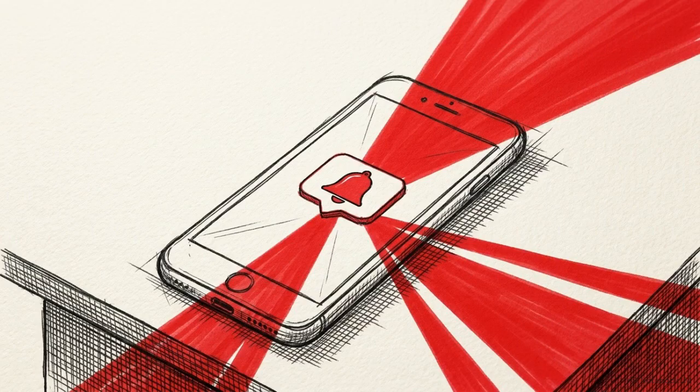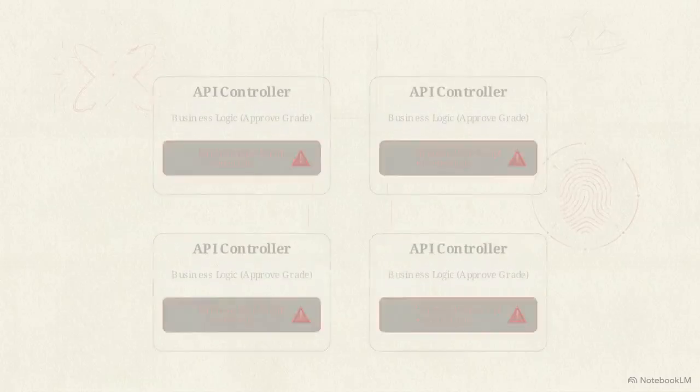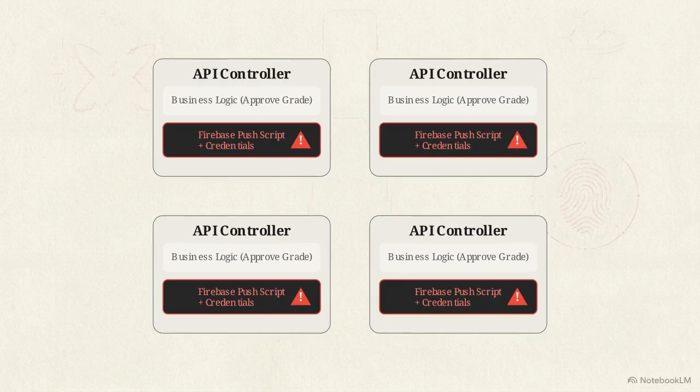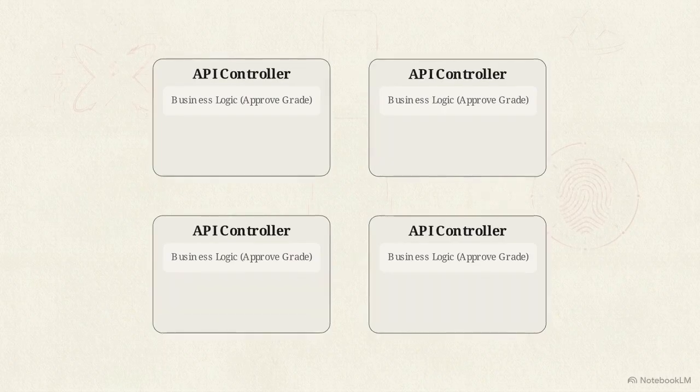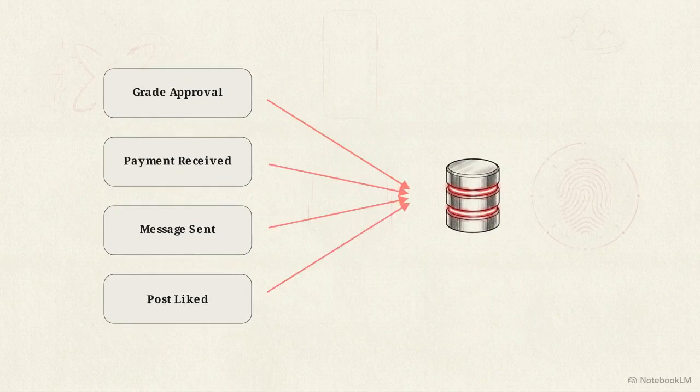Companion apps are rarely opened proactively. System engagement relies entirely on highly targeted push notifications. The standard approach is to paste delivery scripts and Firebase credentials directly into dozens of individual API controllers. The code to fire a push notification sits right next to the code that approves a grade. The GSB backend centralizes this.